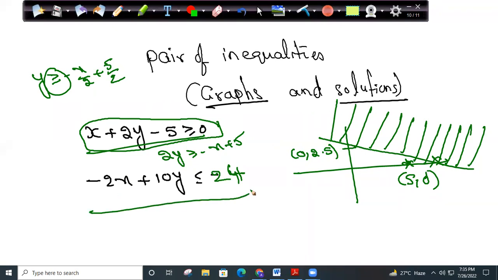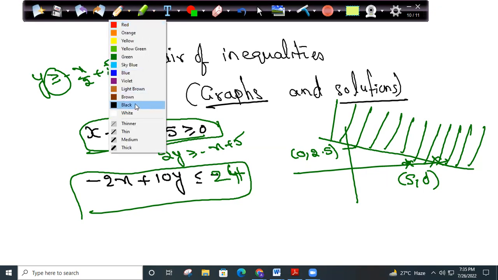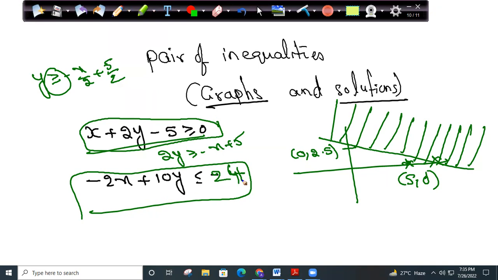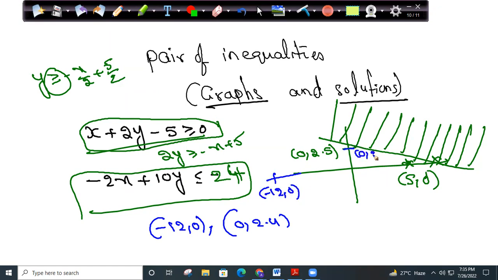Now, if I need to draw the graph of this, let me use a different color so that it will help you. Minus 2x plus 10y is less than or equal to 24. Put y equal to 0 for the x-intercept and you will get (-12, 0). Put x equal to 0 and you get y as (0, 2.4). One point is (-12, 0). The other point is (0, 2.4), just slightly less than this. Try to join them. Assume this is 2.4 for now.